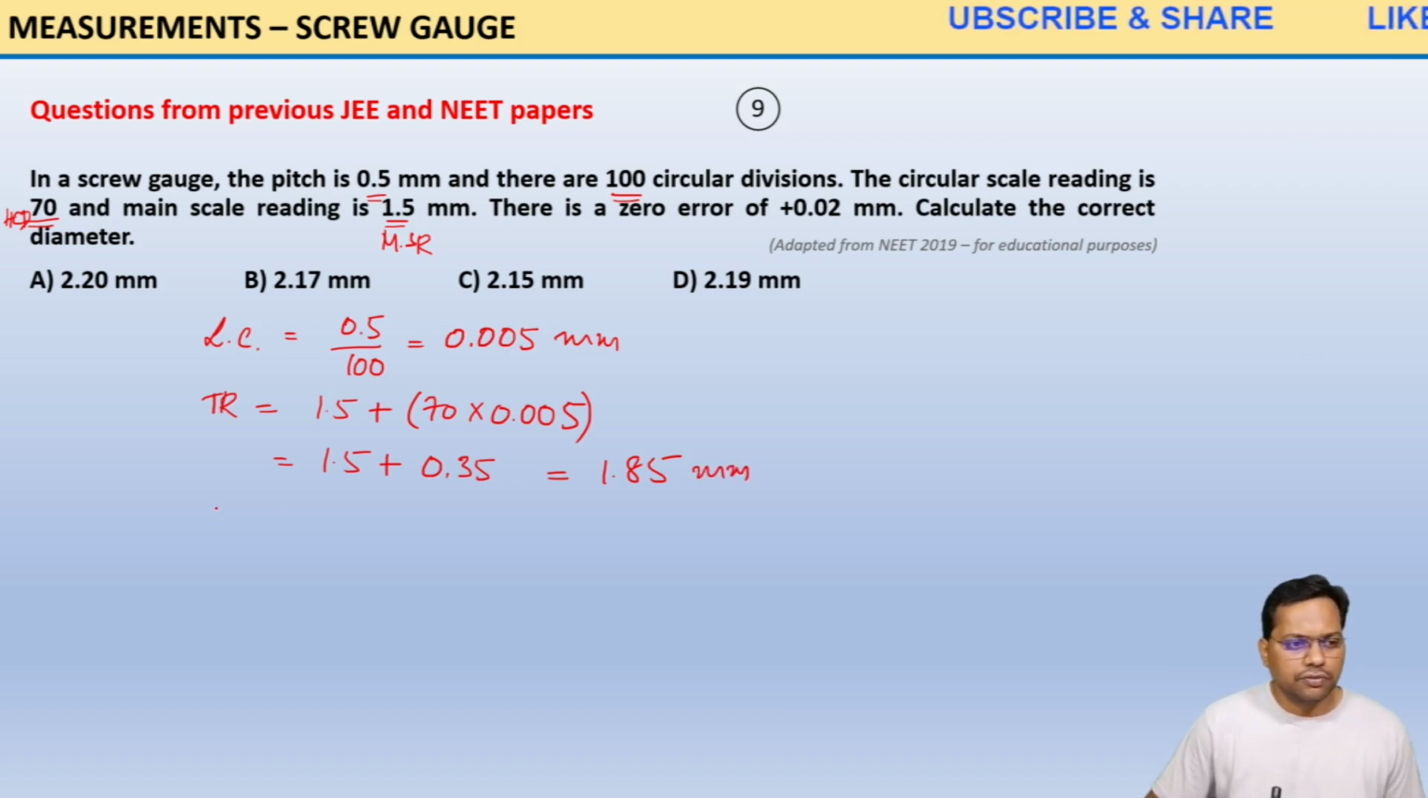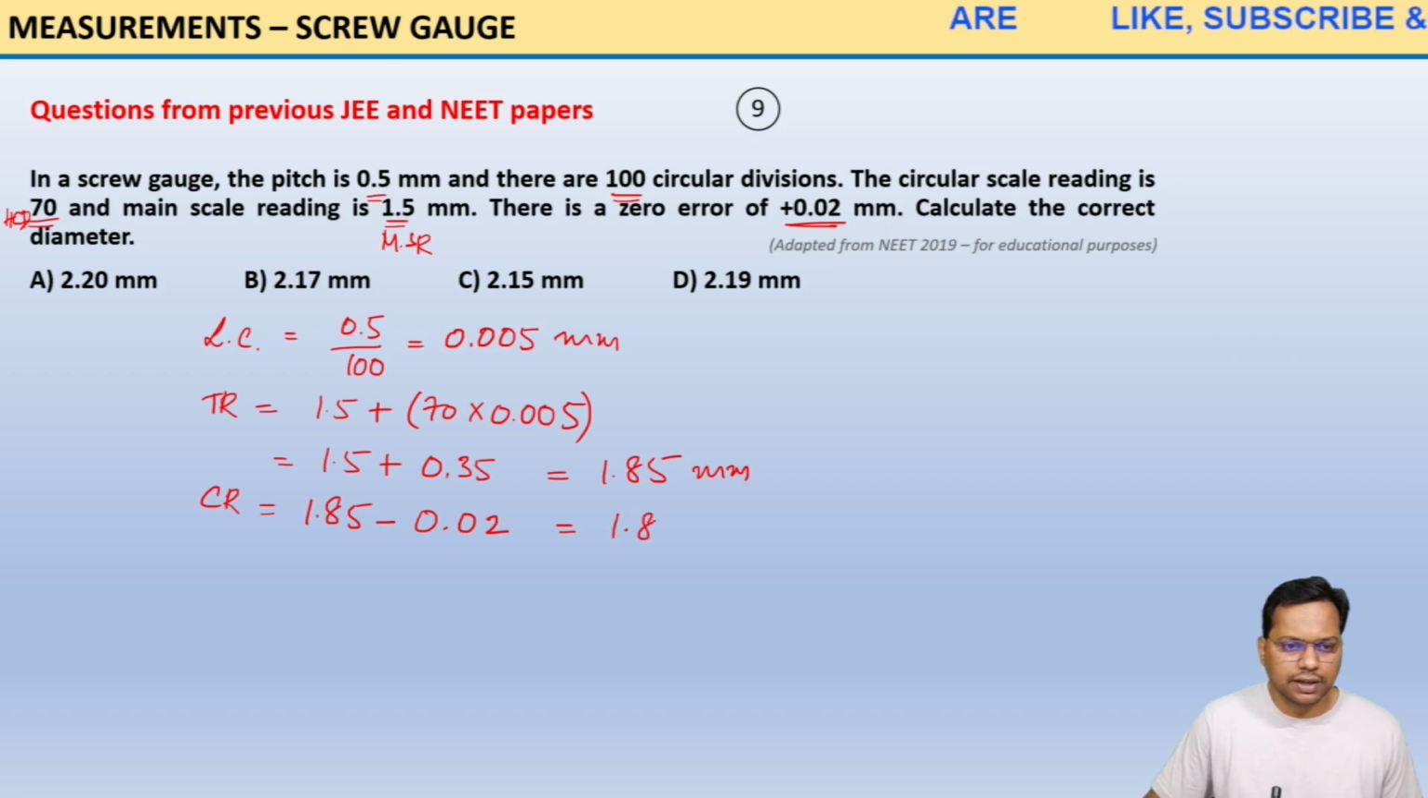Now we have to go for the corrected reading because the zero error of the given screw gauge is plus 0.02 millimeter. Therefore the corrected reading is 1.85 minus 0.02, since the correction should be negative. In that case the final answer will be 1.83 millimeter.